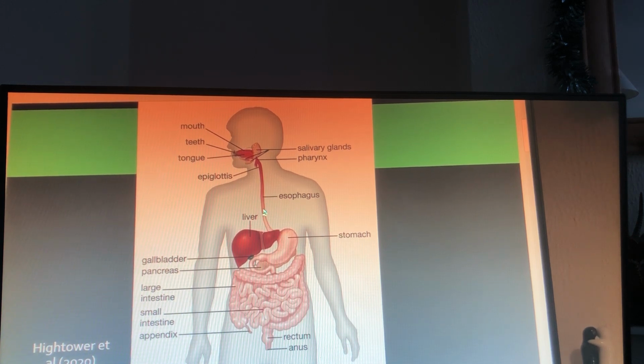The esophagus. The esophagus runs from the pharynx down to the stomach and the diaphragm. The bolus and the liquids are moved to the stomach in part by gravity and also peristalsis, which is a wave-like contraction of the muscles.